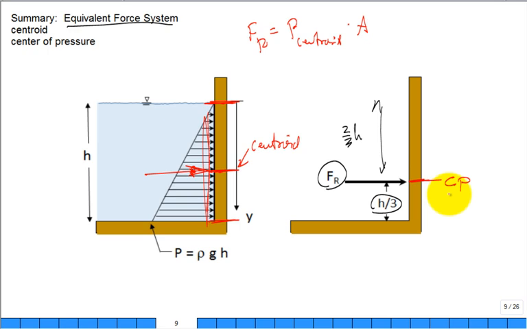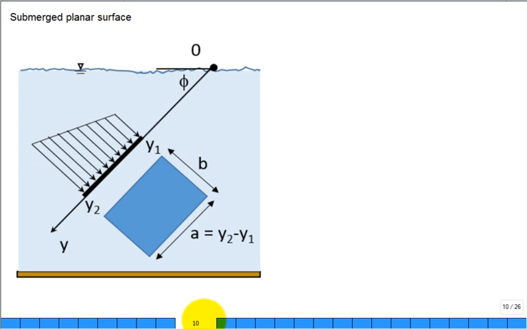So a lot of times you'll see the centroid and the center of pressure. The first time you see it, it's like, what? Why can't I evaluate the pressure at the same point that I apply the resultant force? Because you won't get the right moment about some other point, you know, some axis or point. All right. Well, then we only get more complicated, don't we?